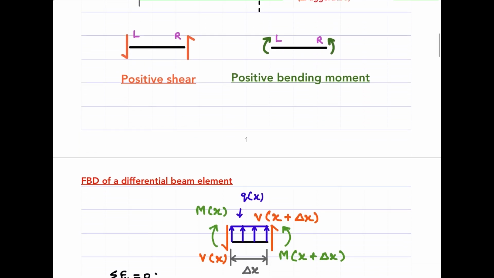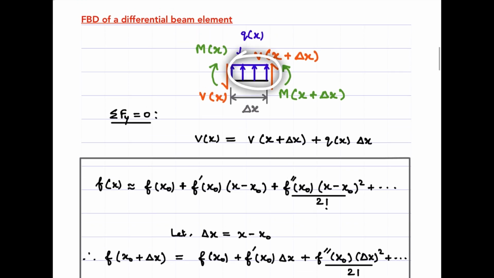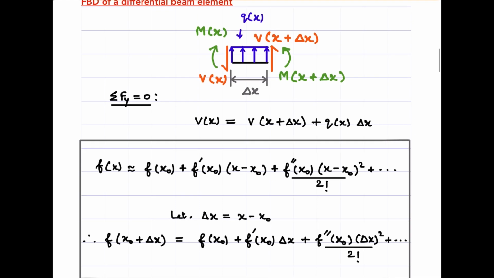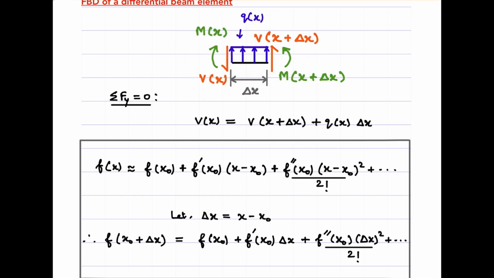But when we consider the influence element, we can approximate that as a distributed load of the same, uniform magnitude, right? So that's what we are doing here. Now consider the summation of vertical forces equal to 0. That means downward force equals the summation of upward forces. The upward forces are this, right? V of x plus del x, and then the one due to the externally applied load.